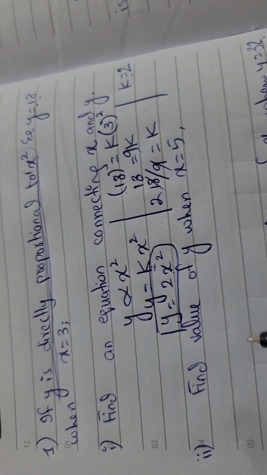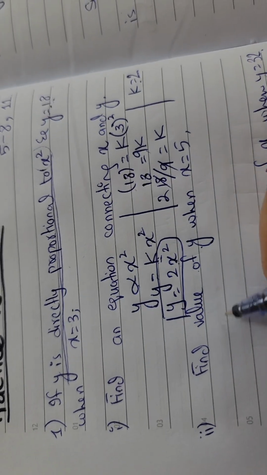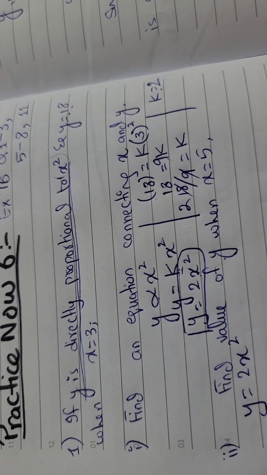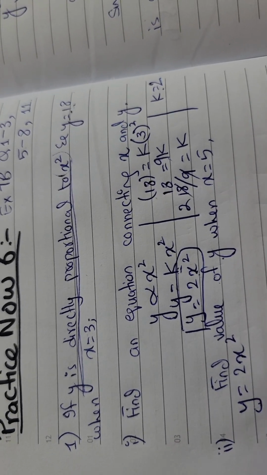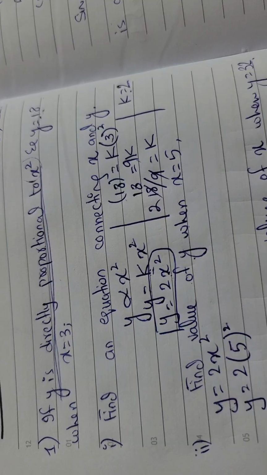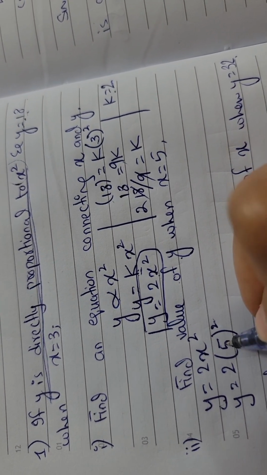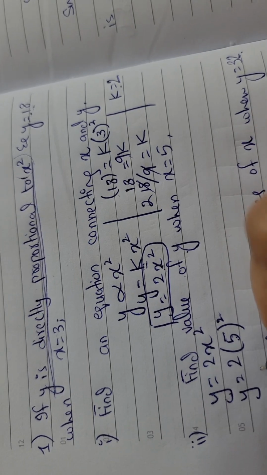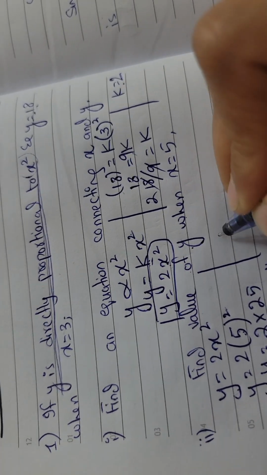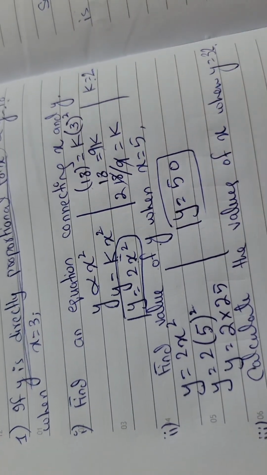In part 2, they're saying find the value of y when x is equal to 5. Using the same connecting equation, y is equal to 2x square, I'm going to substitute values. We have to find y when the value of x given is 5. Since x is squared, we'll do the squaring of 5 as well. 5 square is 25, so y is equal to 2 into 25, and 2 25s are 50. This is the answer.